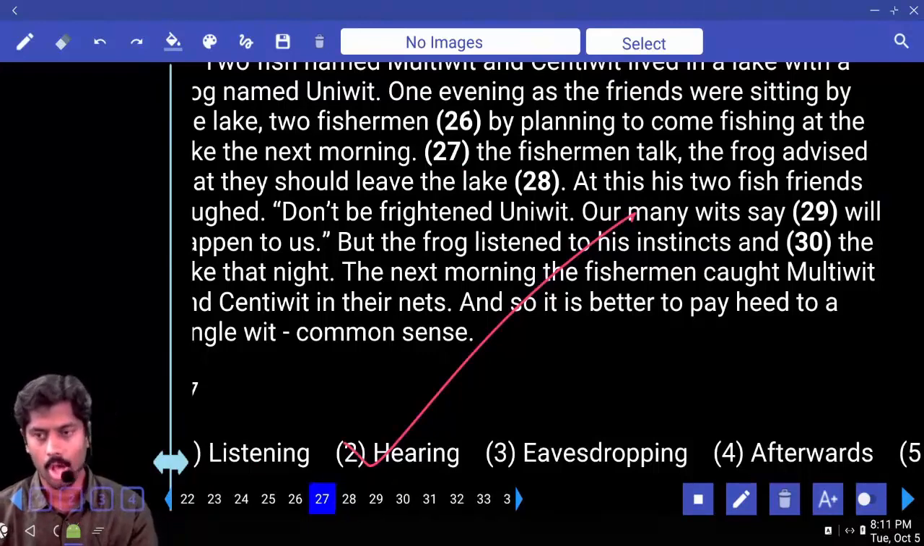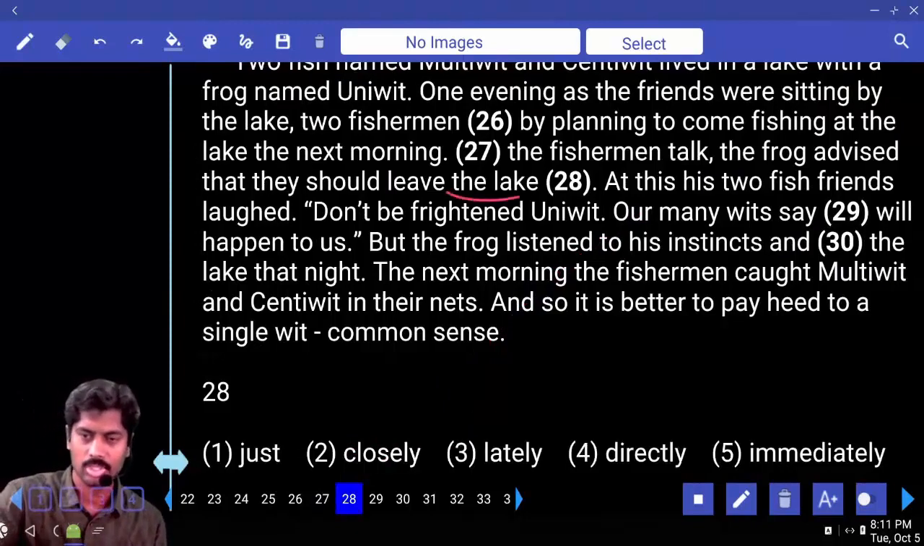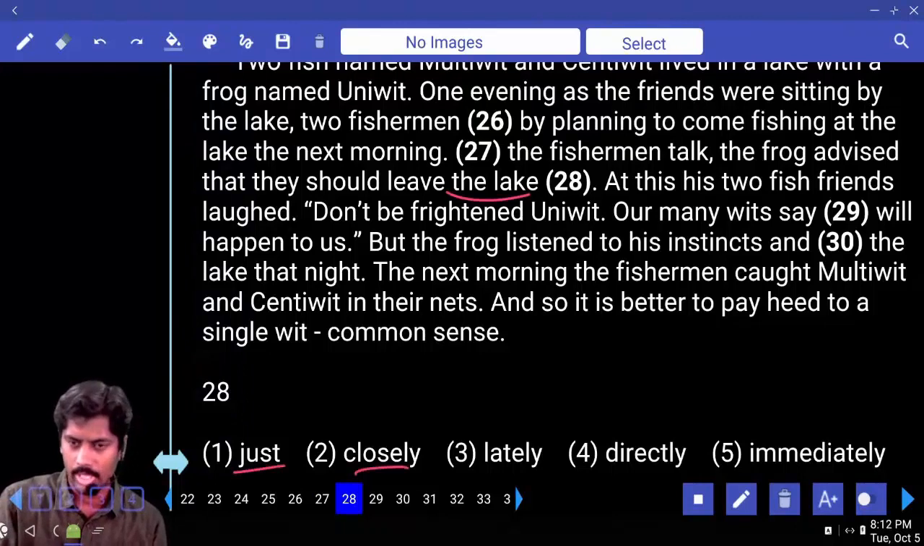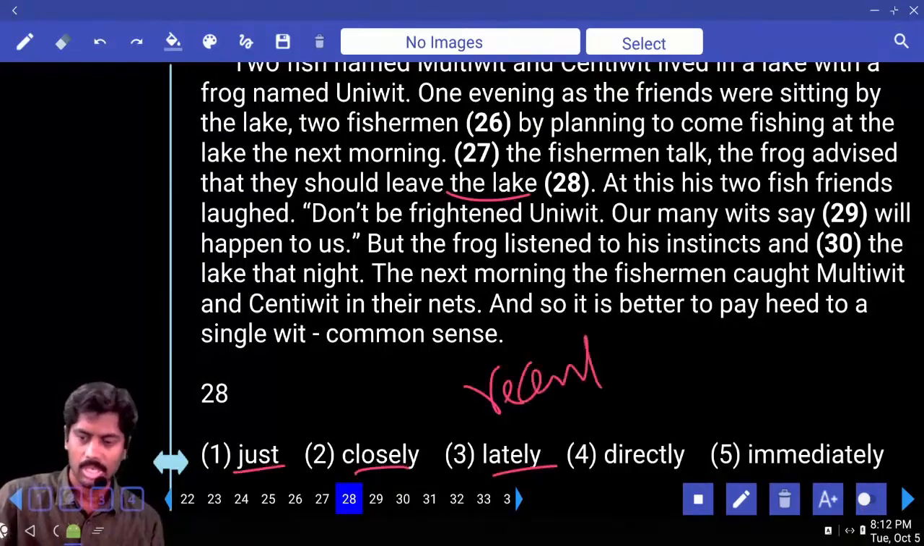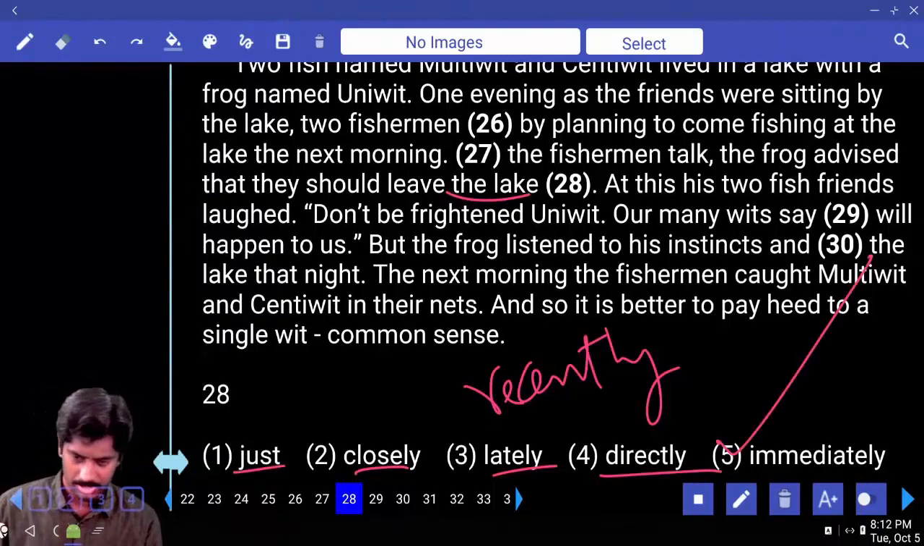They heard their talk. The frog advised that they should leave the lake dash. Leave the lake just. Leave the lake closely. Leave the lake lately. Lately means recently. Leave the lake directly, not indirectly. Leave the lake immediately. Answer 5, immediately.